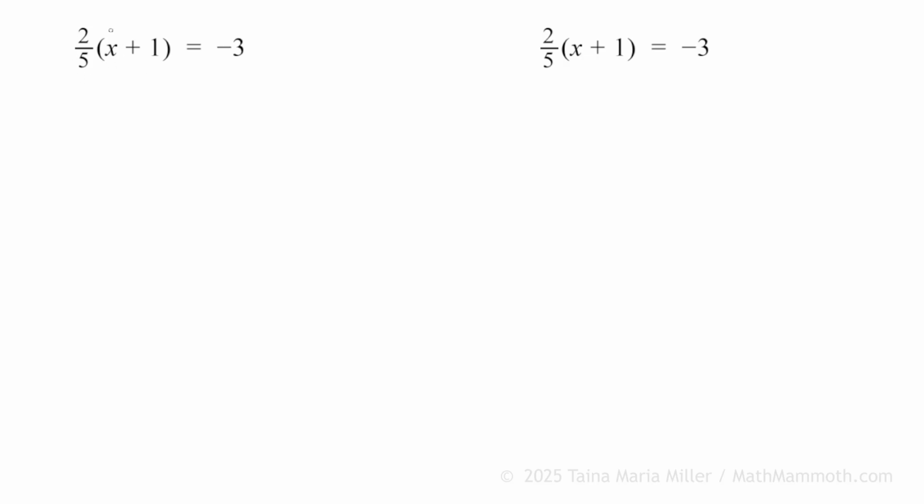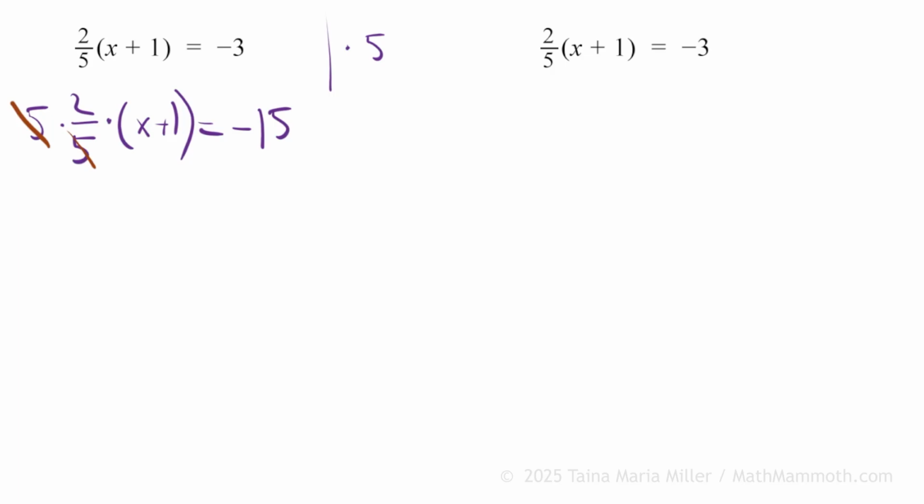Again, I have a fraction and then I have a quantity in parentheses. So I could distribute multiplication first, or I could multiply by the denominator first. So let's say that I multiply by 5 first. 5 times 2/5 times the quantity x plus 1 equals negative 15. And now I simplify here. 5 times 2/5, the 5's cancel. So I'm left with 2 times the quantity x plus 1 still equals negative 15.